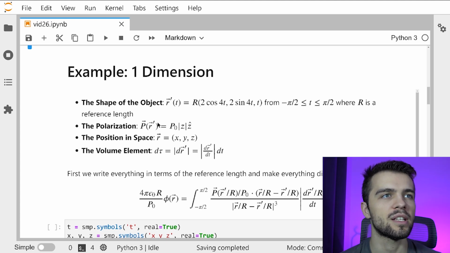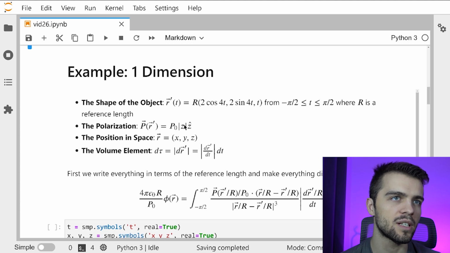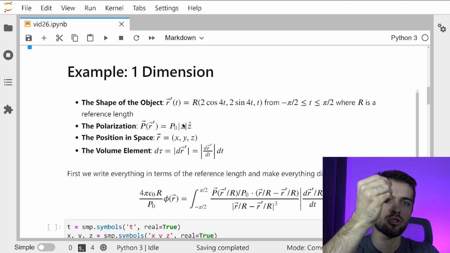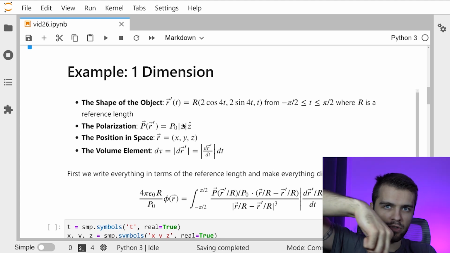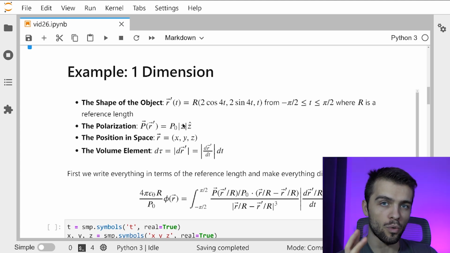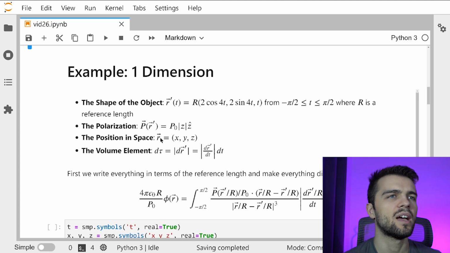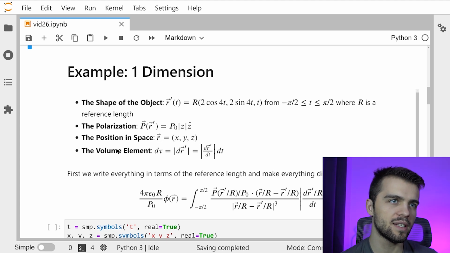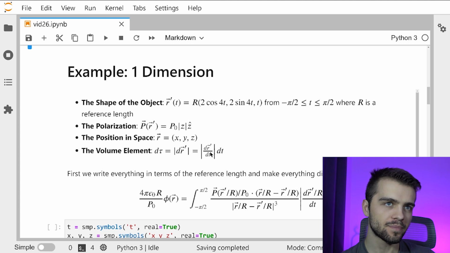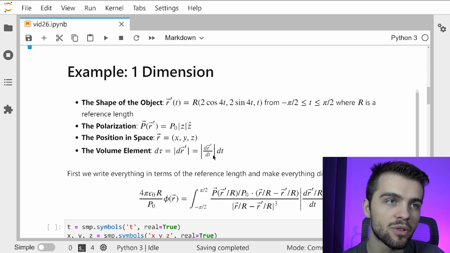The polarization, I'm saying, is equal to P naught, just some constant, times the absolute value of z. So as you get higher in z, the polarization increases on this thing. The thing goes from negative z to positive z, and the polarization increases as you get farther and farther from the origin in the z direction. The position in space we'll deal with, r, is x, y, z, and the volume element, because we're in one dimension, is the absolute value of dr prime. Now r prime is specified using t. You can do this for any one-dimensional object analytically. So that's equal to the absolute value of dr prime/dt times dt. So I just write it like that, which is easier to integrate over.